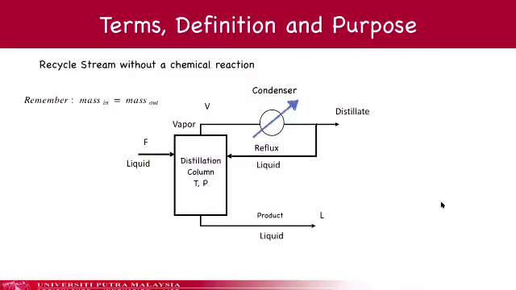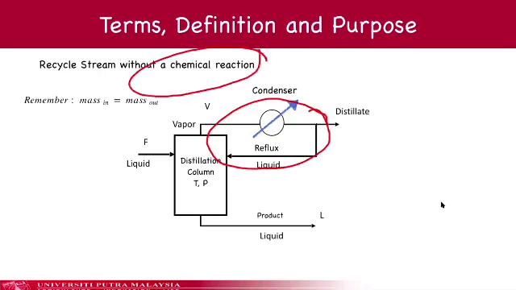Distillation column is an example of a unit operation that has a recycle stream. And there is no chemical reaction involved in this unit operation. For a non-reactive unit operation like distillation columns, we have these rules of thumb as a guide. Always remember that our mass in is equal to mass out. There is no accumulation in the process. There is no generation in the process.